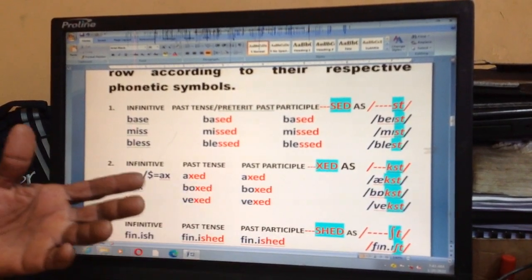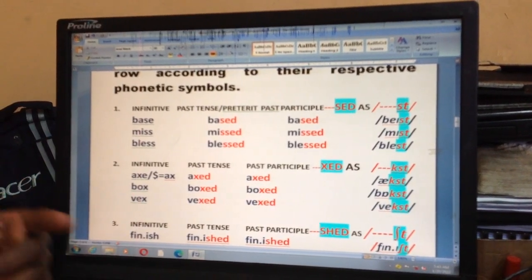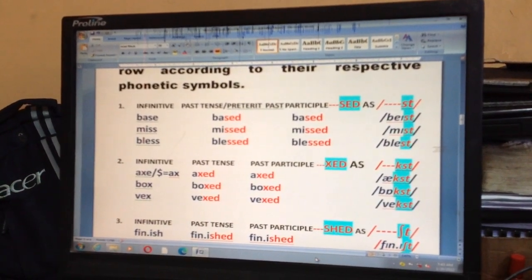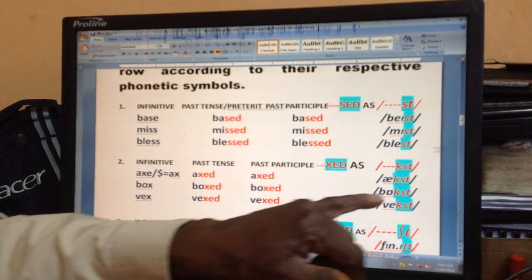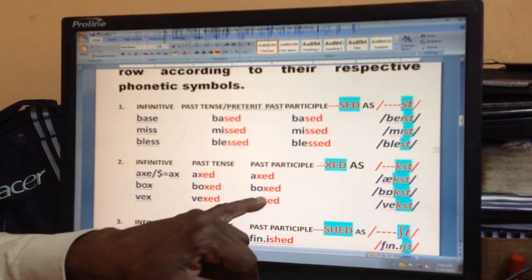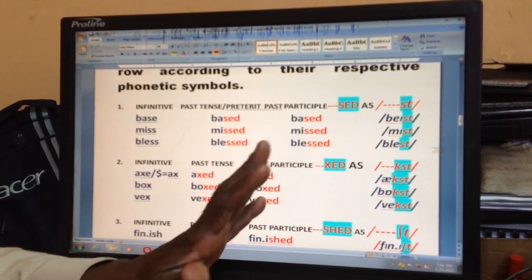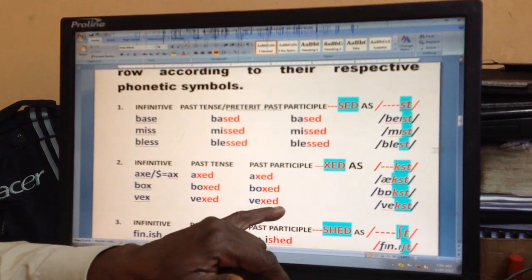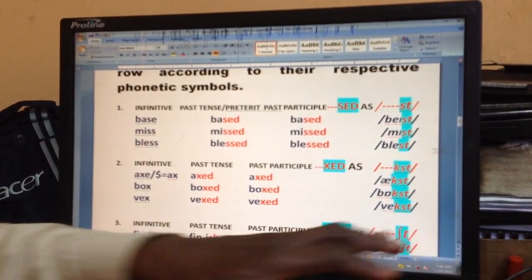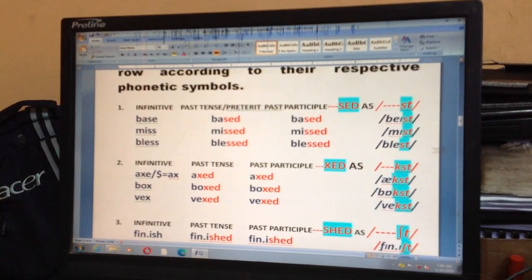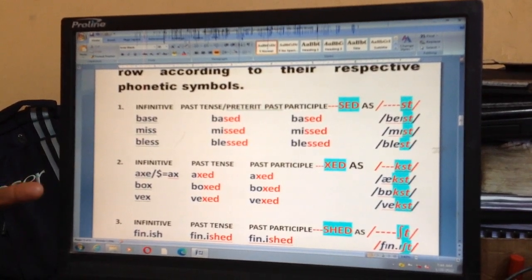You see, it shouldn't be otherwise. We have to abide by the dictionary prescriptions. Buxed, kst, and then vexed. All those ending in XED would produce the sound kst, like that. So that's what we are saying.